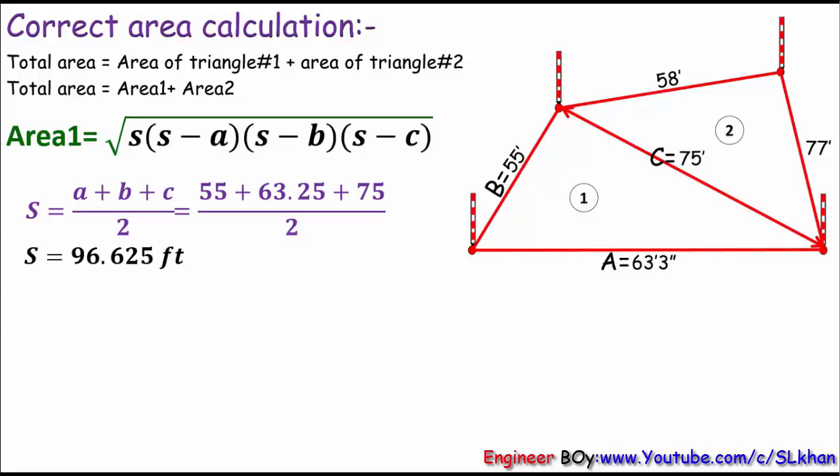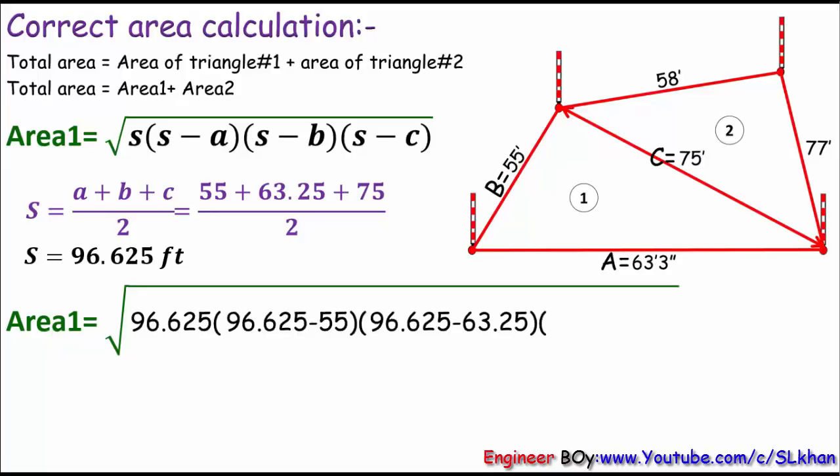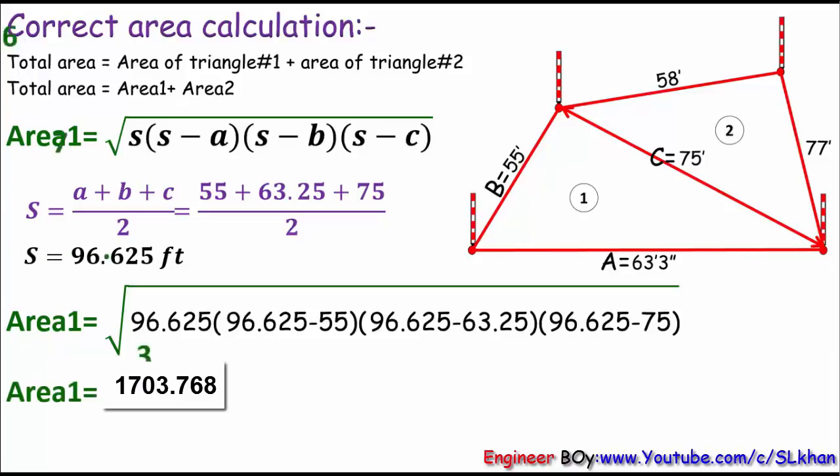So area equals the square root of S, which is 96.625, times S minus one side, which is 55, times S minus the other side, which is 63.25, times S minus the last side, which is 75 feet. If you use your mind or your calculator, you should end up with an area equals 1703.768 square feet as the area of the first triangle.